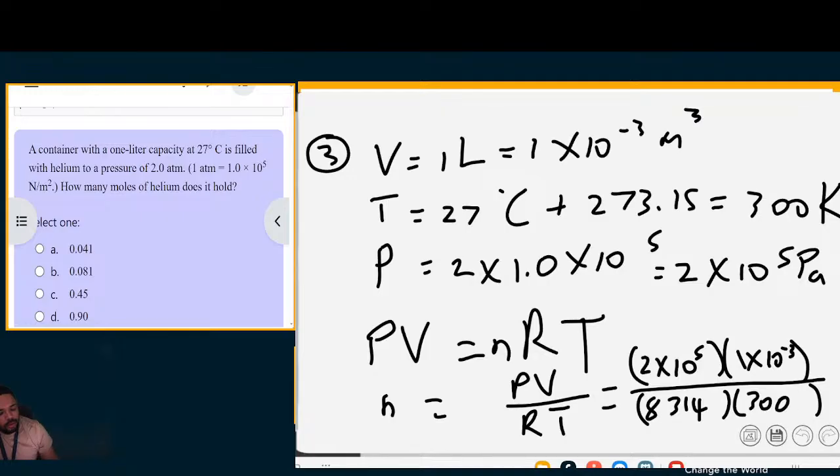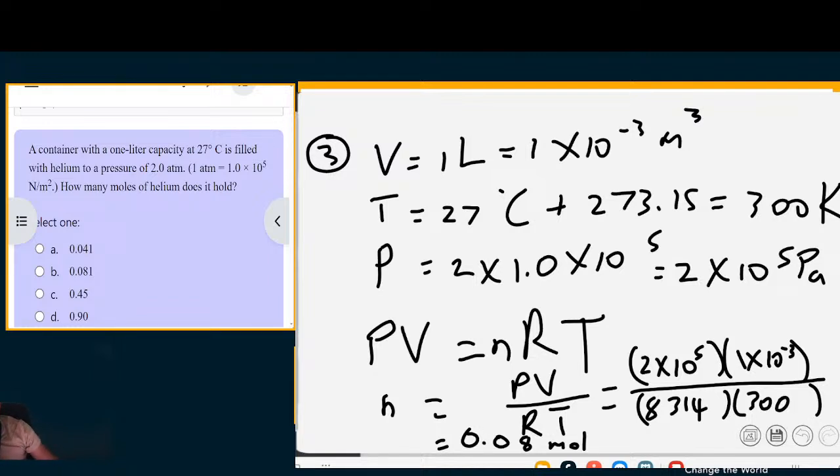Not writing in the units here. And if we work all of that out, the number of moles that you should get, if you do the sum correctly, is 0,08 moles.